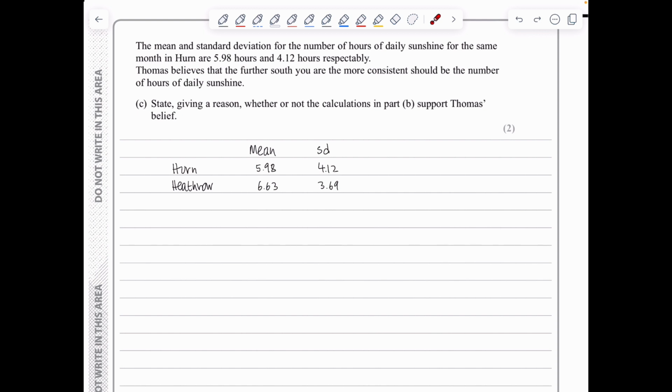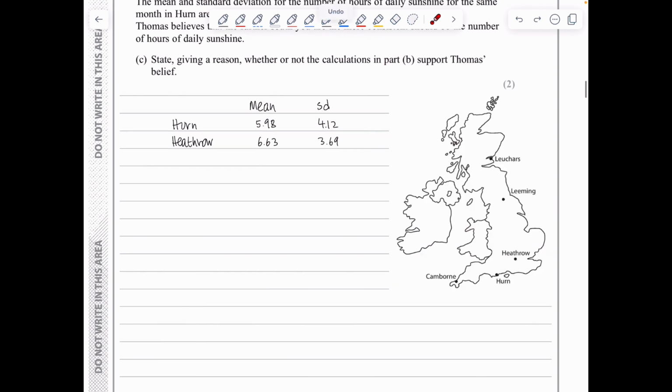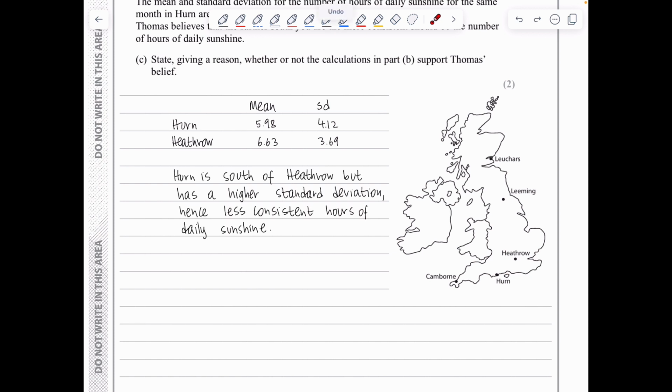I would also like to remind you of the map. So this is what it looks like. We've got Heathrow over here, and Hurn is further south. And we simply need to say that since Hurn is south of Heathrow but has a higher standard deviation, therefore it has less consistent hours of daily sunshine, which means that Thomas's belief is not supported.